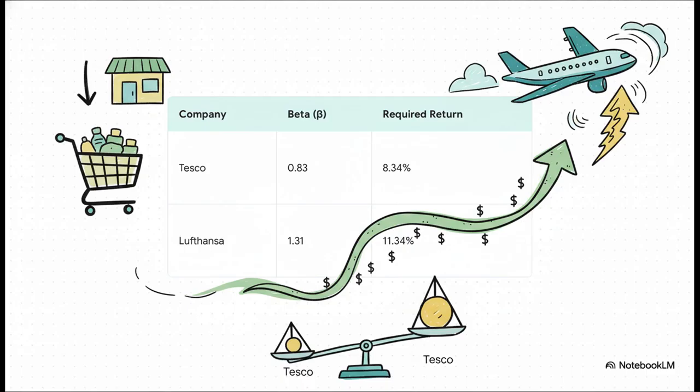Okay, let's make this real. Using some numbers from our source material, take a look at Tesco. With its low beta of 0.83, investors only require about an 8.3% return. But for the much riskier airline Lufthansa, with its high beta of 1.31, investors demand a much higher return, over 11.3%. It's a direct relationship. More non-diversifiable risk requires a higher potential reward. The formula just puts a number on it.